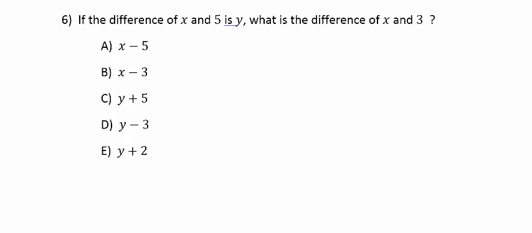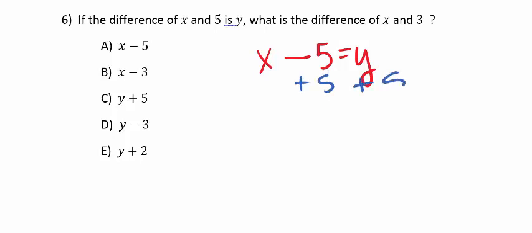6. If the difference of x and 5 is y, difference means minus, of x and 5, so x minus 5 is y, what is the difference of x and 3? Well, here we want to get x alone first. We do that by adding 5 to both sides. We come up with the equation x equals y plus 5.